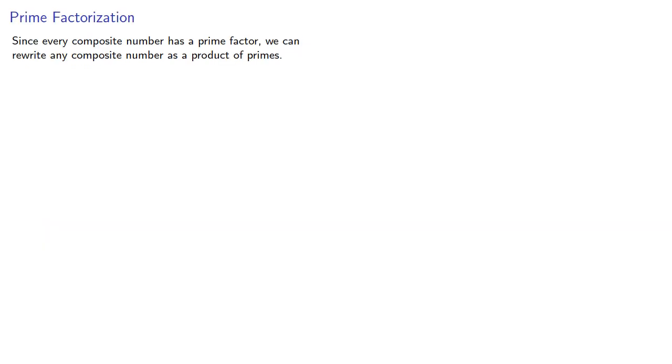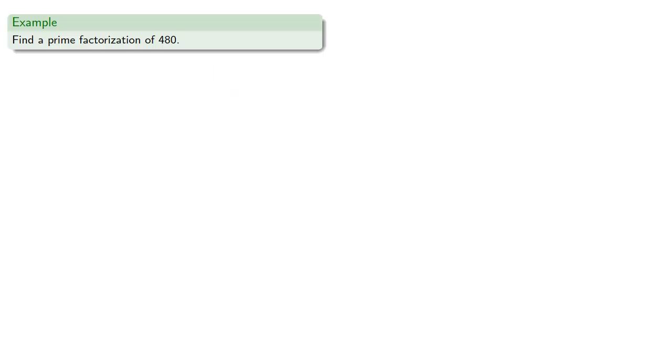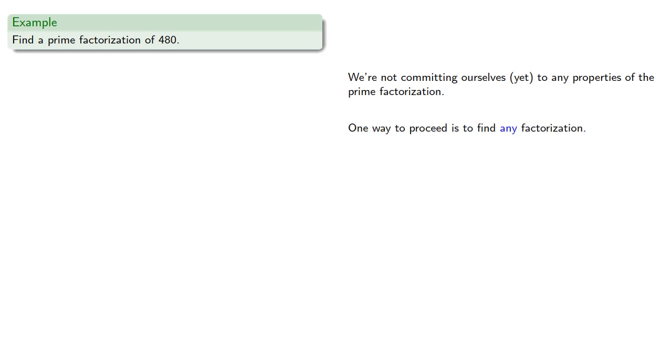Since every composite number has a prime factor, we can rewrite any composite number as a product of primes. This gives us the prime factorization of the number. So let's find the prime factorization of 480. And at this point, we're not committing ourselves, yet, to any properties of that prime factorization. One way to proceed is to find any factorization. And if one of the factors is prime, great. If not, we can factor it. And so we might proceed as follows.